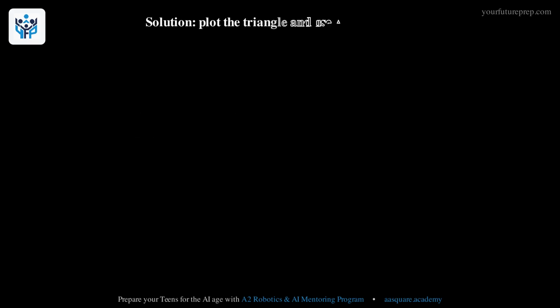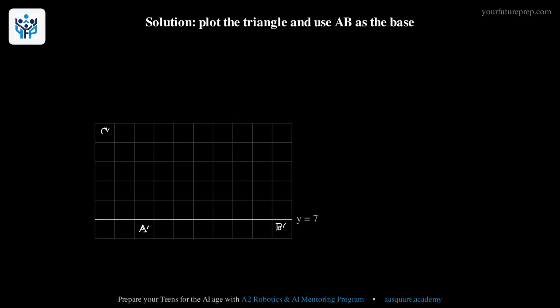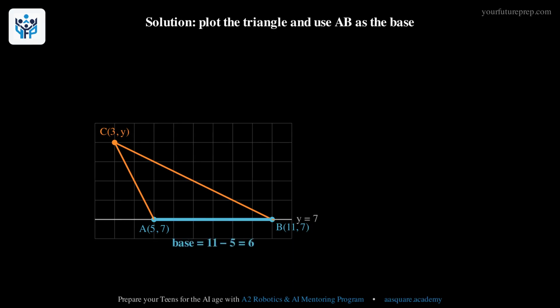Let's plot the triangle on a grid. A and B both sit at height y equals 7, so the side AB is horizontal. C is higher up, somewhere above the line y equals 7. Use AB as the base.